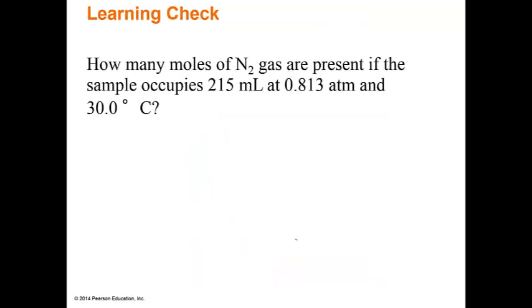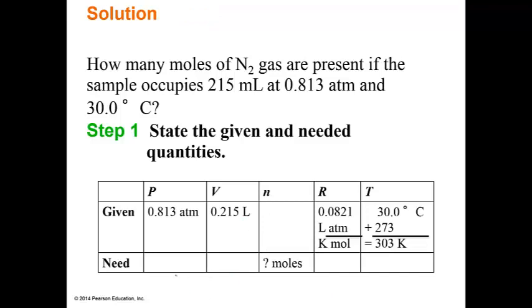Simple as that. So, how many moles of nitrogen gas are present if the sample occupies 215 milliliters, 0.215 liters, at 0.813 atmospheres at 30 degrees Celsius? All right, well, do we have enough information here? Okay, well, let's see. We've got volume, we've got pressure, we've got temperature, and then we're looking for moles, all right? And we know our constant. And since we're using atmosphere, what constant are we going to use? The atmospheric constant.